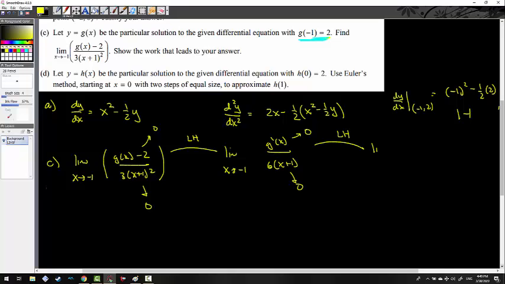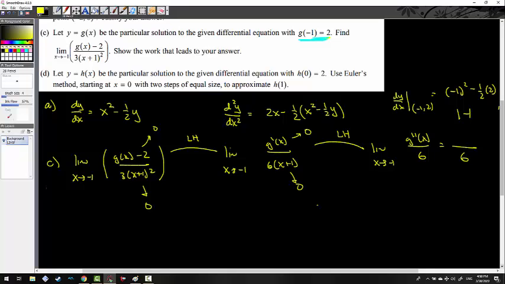And so we get the limit as x goes to negative 1 of g double prime of x over 6. We are in a safe position to let this limit happen because we're going to get definitively 6 on the bottom. What's g double prime of x? G double prime of x is this guy right here, our second derivative.